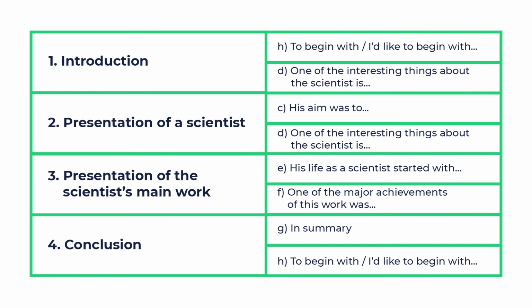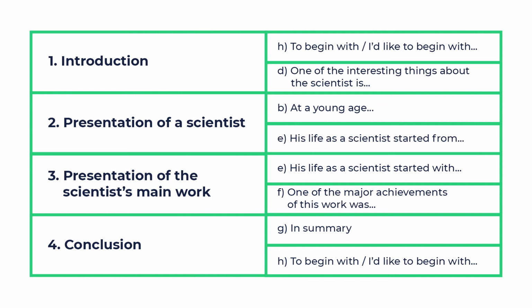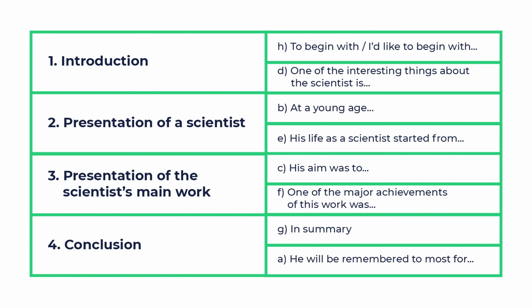2. Presentation of a scientist. B. At a young age. E. His life as a scientist started with. 3. Presentation of the scientist's main work. C. His aim was to. F. One of the major achievements of his work was. 4. Conclusion. G. In summary. A. He will be remembered to most for.